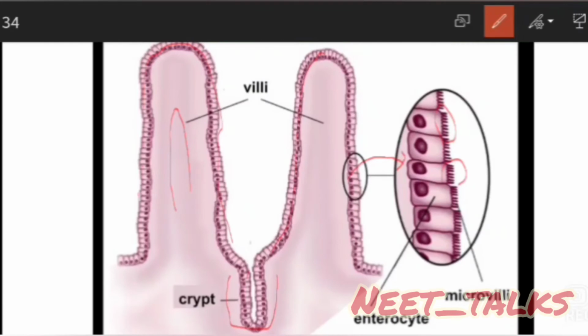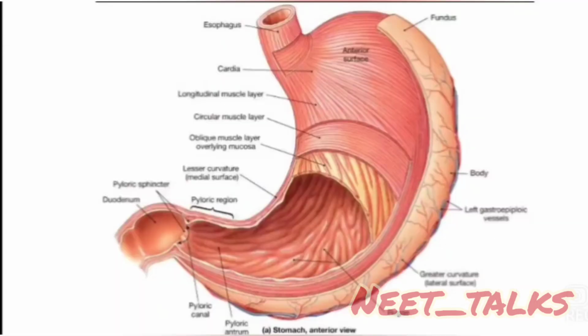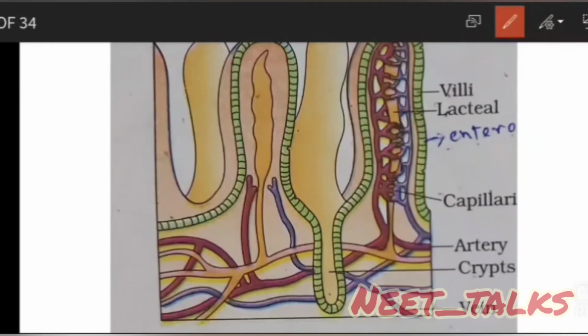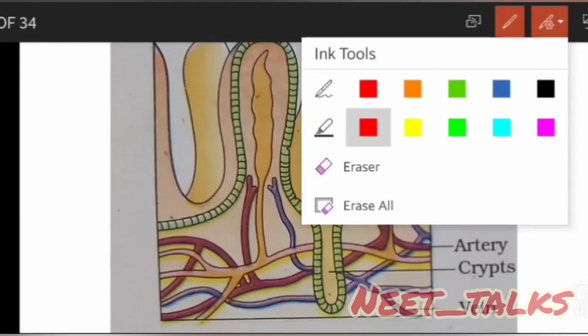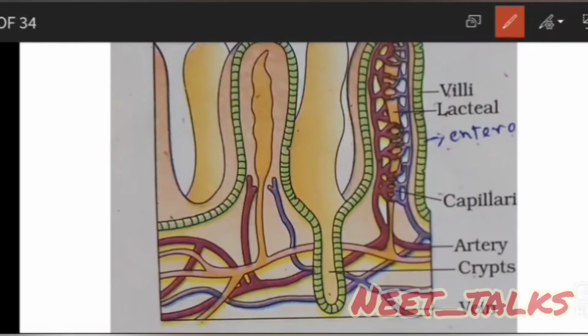So these are the villi. These are the projections from the mucosal layer, and the brush border appearance of the enterocytes is the microvilli. These villi along with the microvilli present on the enterocytes help in better absorption and better digestion of the food. And this is the crypt of Lieberkuhn, and we have vessels here. This villi further contains the vessels. You see these vessels? These are the arteries of the crypts and these are the veins of the crypts.